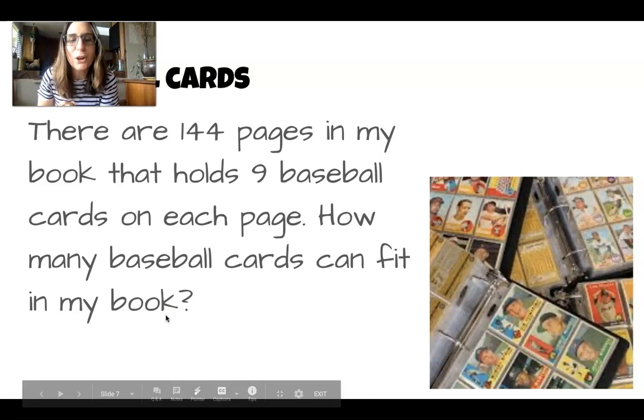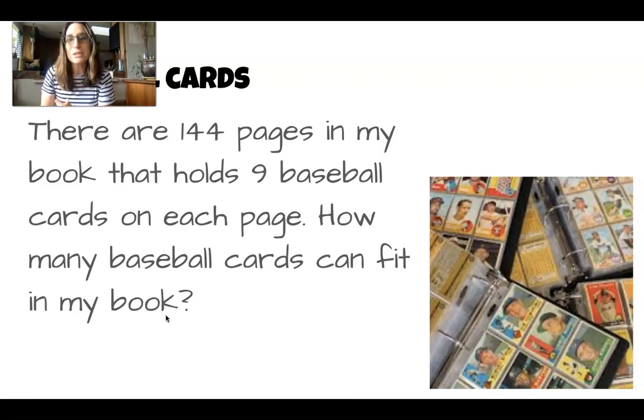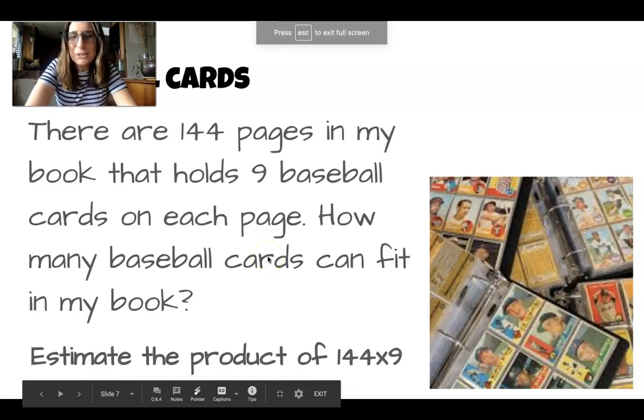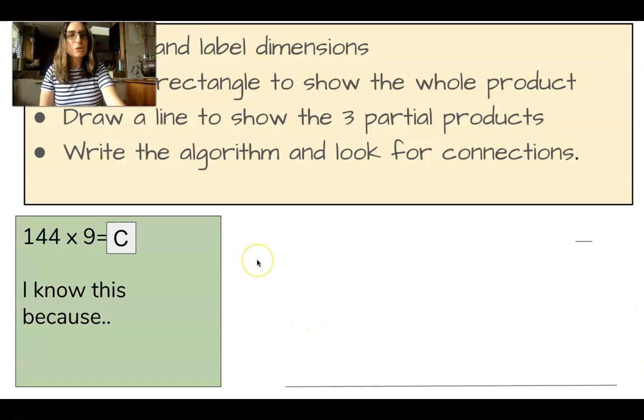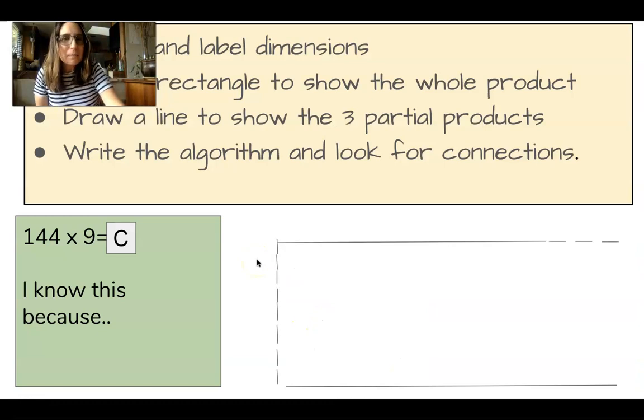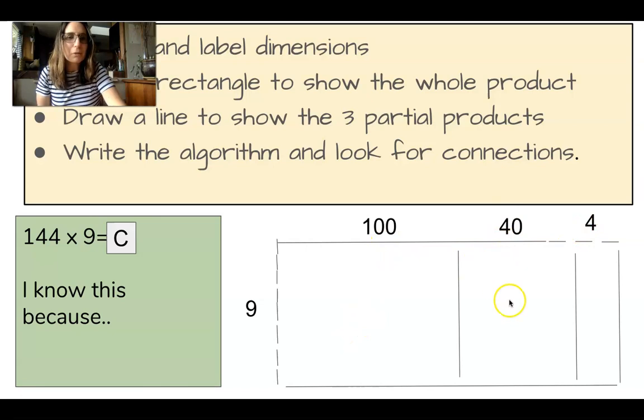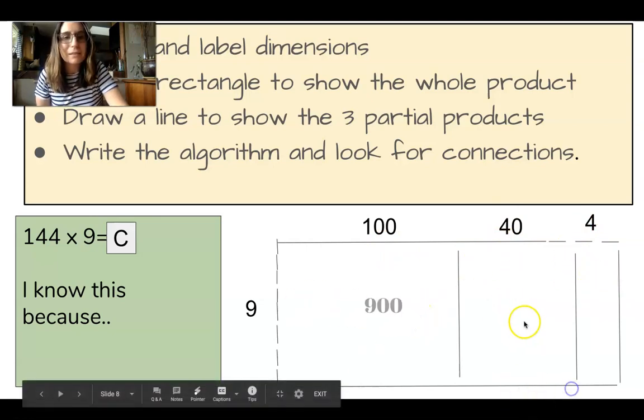We're looking at baseball cards. There's 144 pages in my book that holds 9 baseball cards on each page. How many baseball cards can fit inside of my book? And then we're going to estimate that answer of the product of 144 times 9 for this rectangle. And this time there's going to be 3 partial products, right? We're going to have this 9 ones over here, but we're going to put 100 and then 40 and 4. So there's going to be 3 partial products, 3 friendly numbers to multiply inside of this array.